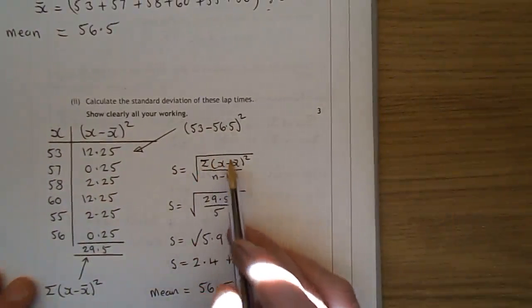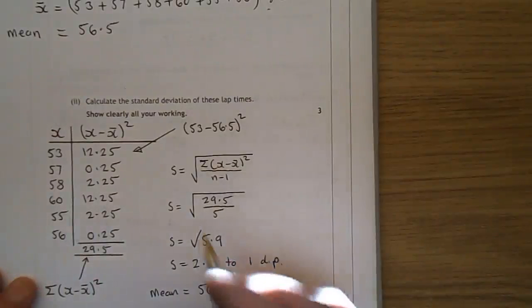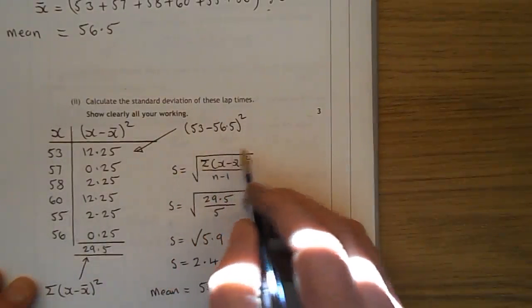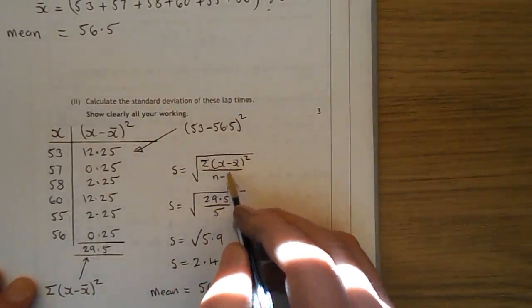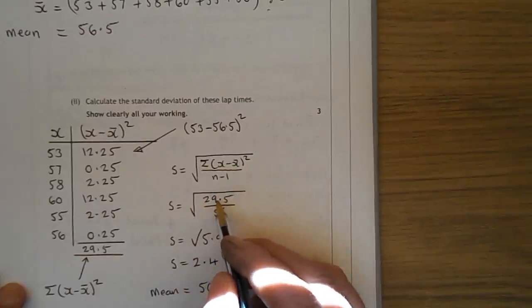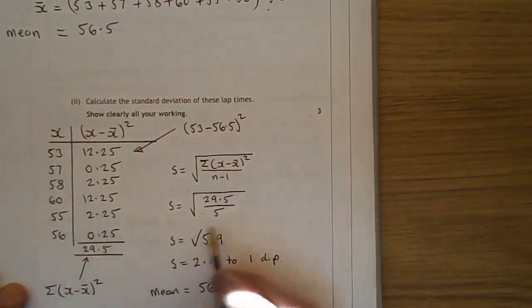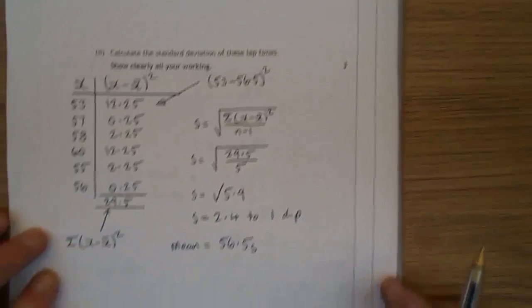So I've copied down one of the standard deviation formulas that I'm going to use. There it is there. So the standard deviation is the square root of, and there we have it there, over n take 1. So we copy the 29.5 there. N is how many numbers there are. Now there are 6 numbers. Take away 1, you get 5.